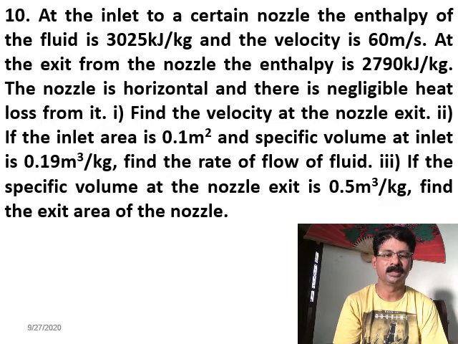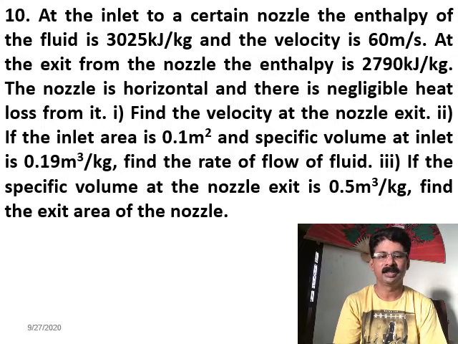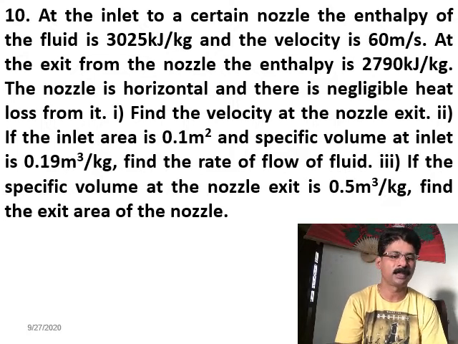If the inlet area is 0.1 meter square and the specific volume at inlet is 0.19 meter cube per kg, find the rate of flow of fluid. Number 3, if the specific volume at the nozzle exit is 0.5 meter cube per kg, find the exit area of the nozzle.